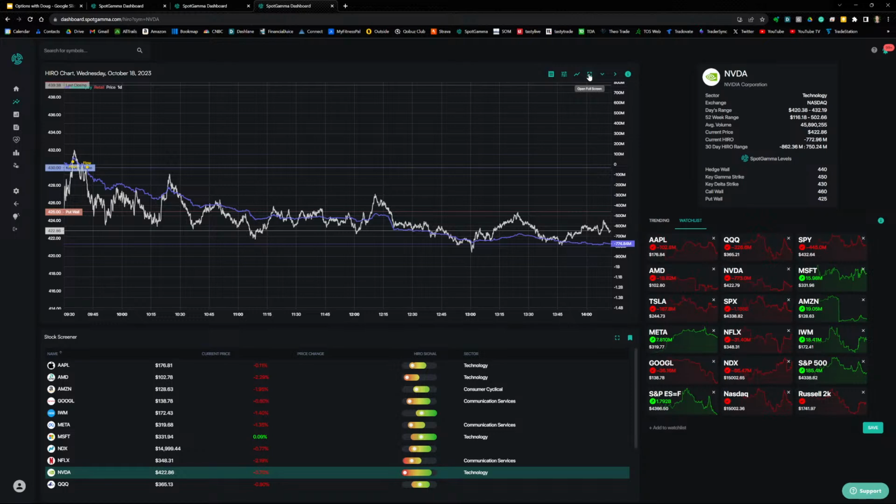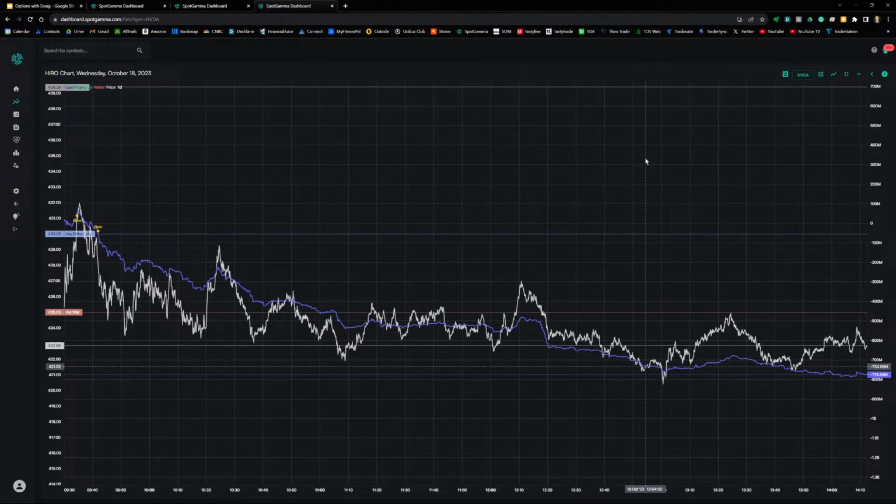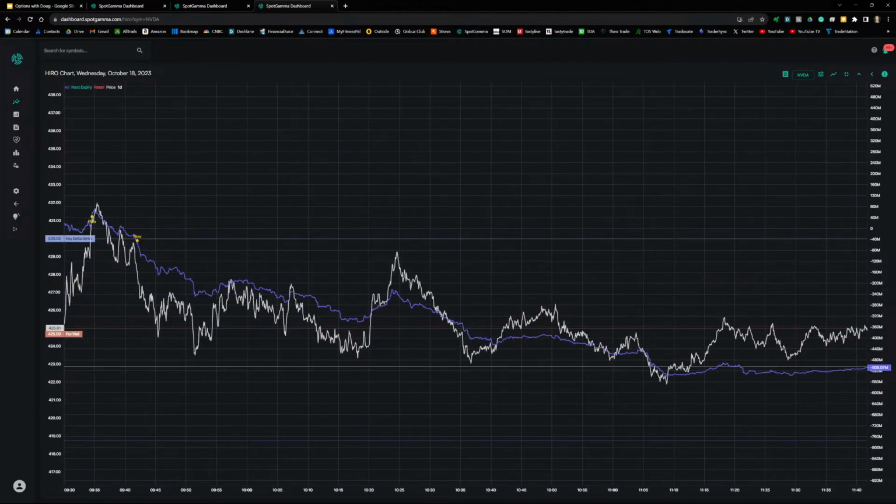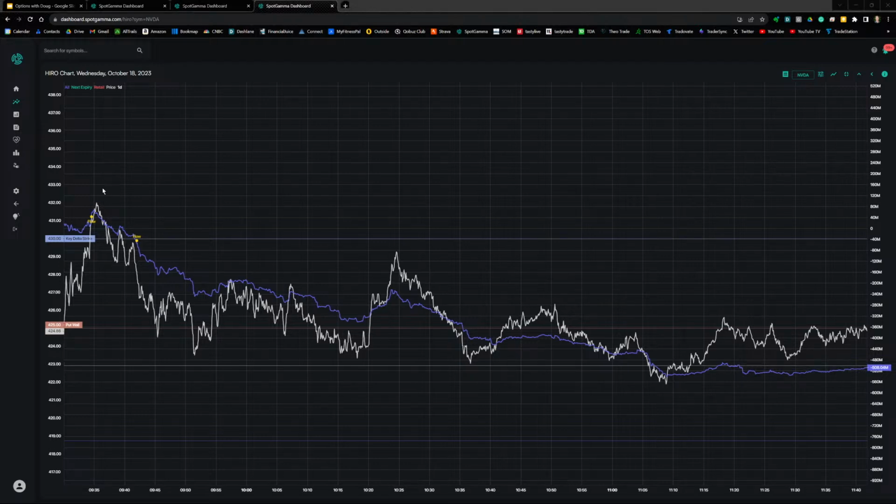Very bearish day in NVIDIA. Let me zoom in a little bit. There are very timely flow alerts in the morning. And Hero quickly shifts to negative delta pretty early in the morning, just about 5 or 6 minutes after the cash open. And note the 430 is the key delta strike.